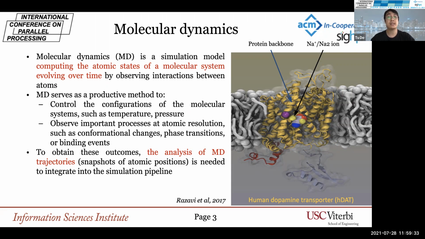In order to obtain these outcomes, the analysis of the MD simulation data is necessary to integrate into the simulation pipeline, to analyze the trajectory generated by the simulation, the snapshots of atomic positions. So now let's see how the MD simulation and analysis pipeline is run on an HPC system.